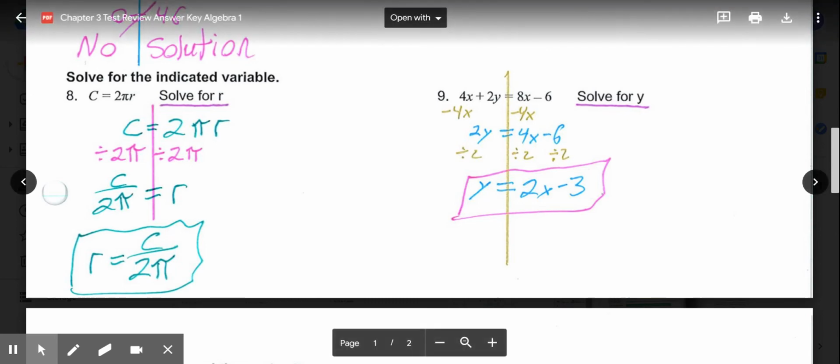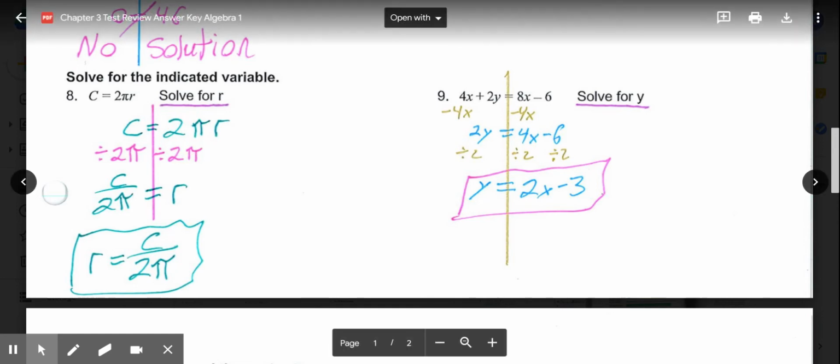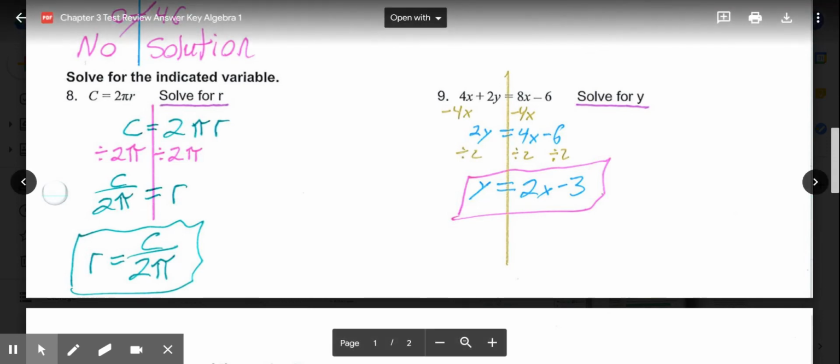Well, on the side of r right now, it's being multiplied by 2 and multiplied by pi. Because that's all multiplication, I can divide by 2 and pi at the same time. So I'm going to divide each side by 2 pi to get r alone, and r would equal c divided by 2 pi.